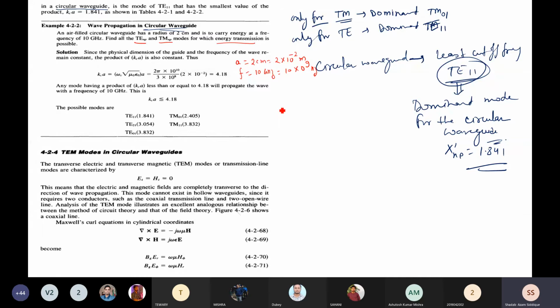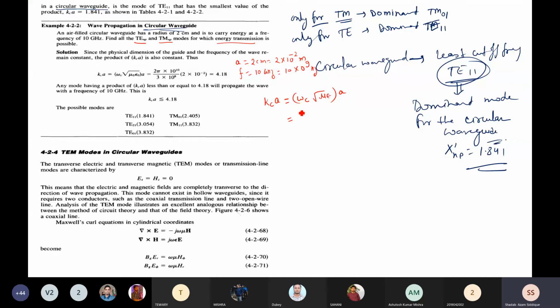So you take this as kc, where kc a is equal to omega c root under mu epsilon, multiplied with a. Why kc a? We need to find kc a first of all, so that we can relate it with the x_np or x dash np.